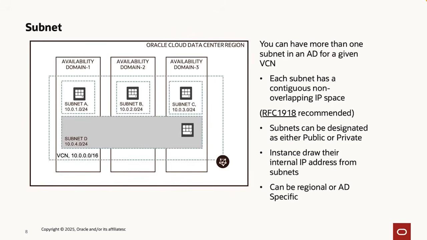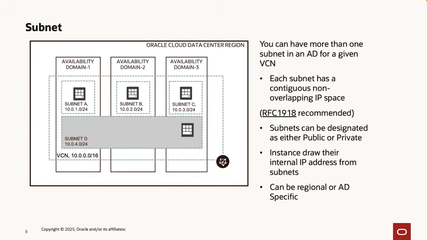So these subnets, you have the option of making them either private or public upon creation. And when you spin up an instance, it's going to be placed in one of these subnets. So it cannot just be floating around in a VCN. VCN houses everything, but an instance has to be placed within a particular subnet upon creation.